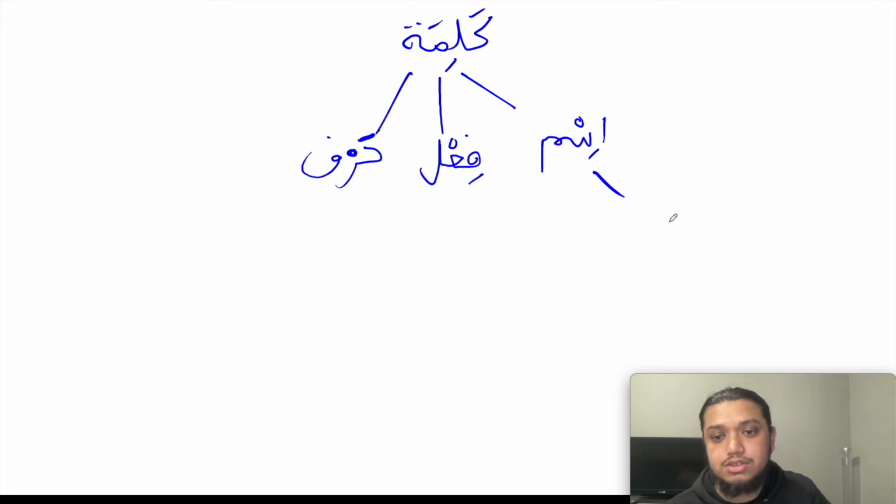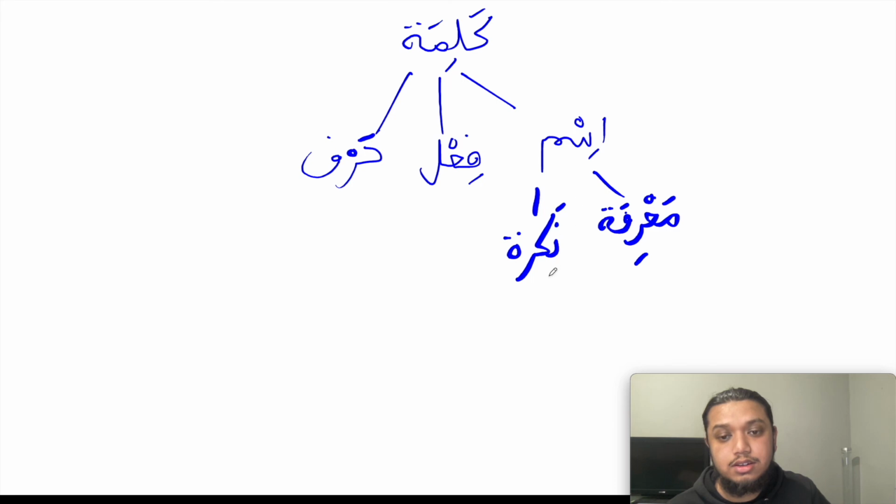And ism is of 2 types: ma'rifa, meaning definite, and nakira, meaning indefinite. And that's it for today's lesson.